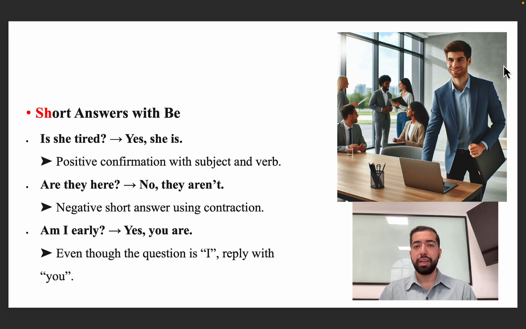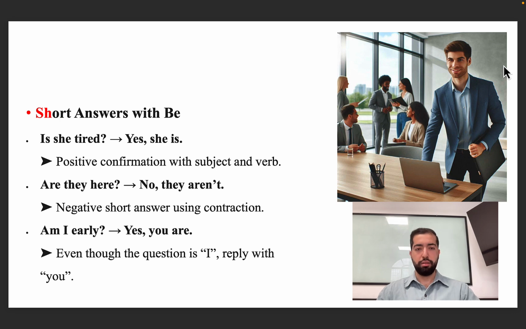Second one, are they here? No, they aren't. Negative short answer using contraction. Or as you can see here, in other words, are they? They are. But in this case, we add a not, so it's a negative form. Are they here? No, they aren't.